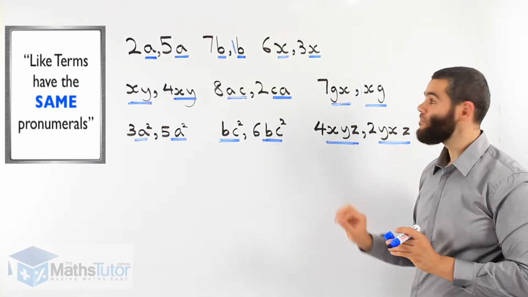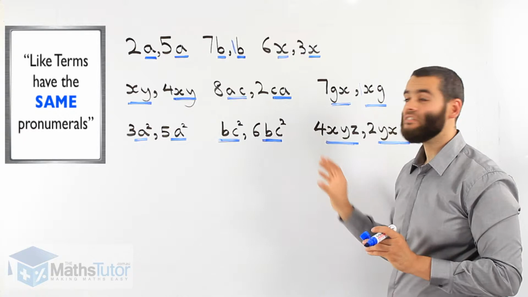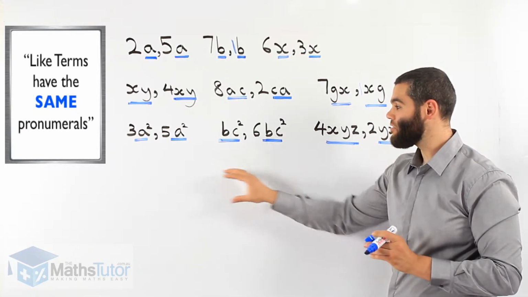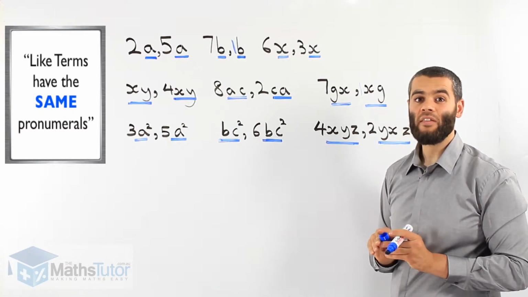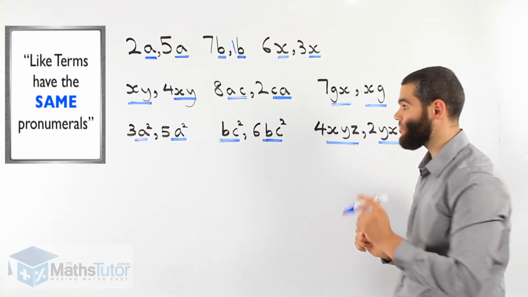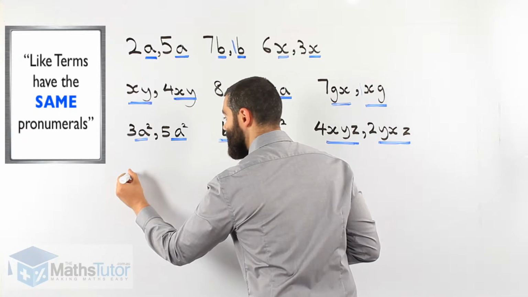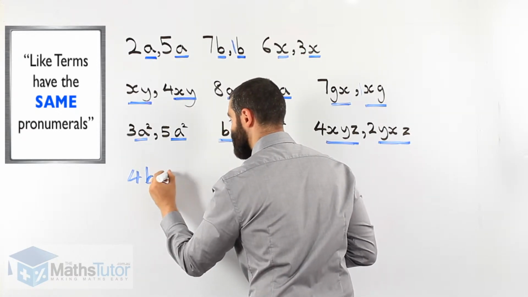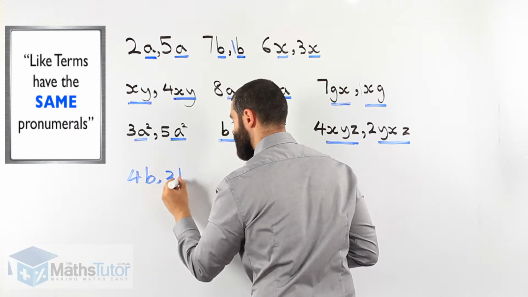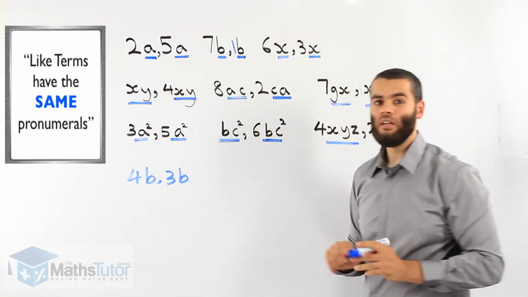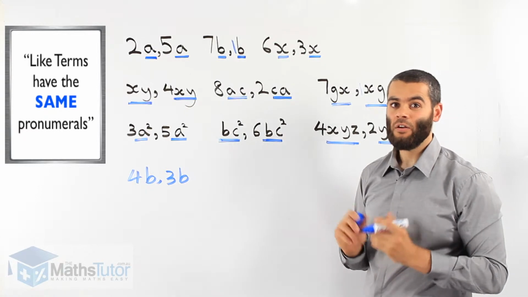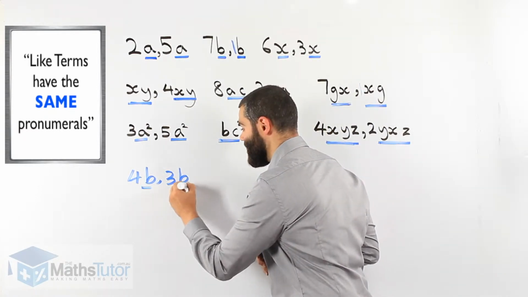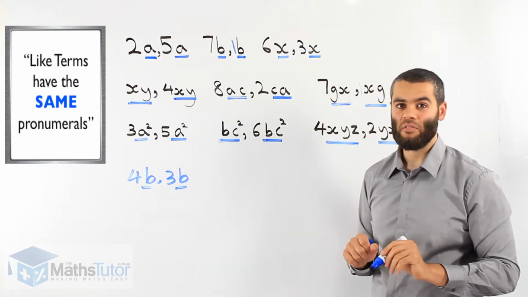Very important rule. Like terms, we now can see what like terms are, and I want to test you. I'm going to put some here and see whether you can figure them out yourself. We have 4B and 3B. Well, do they have the same pronumeral? Yes. Then they are like terms.